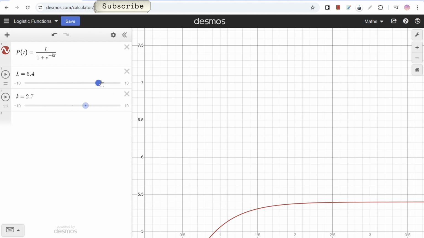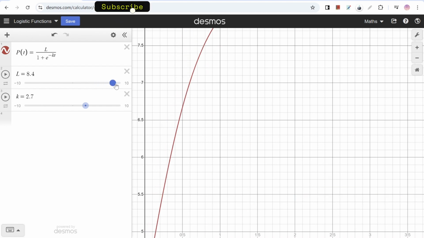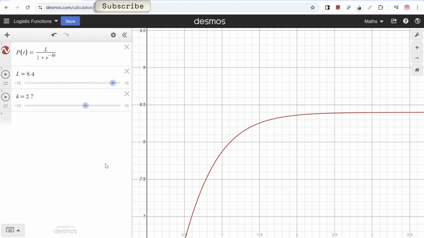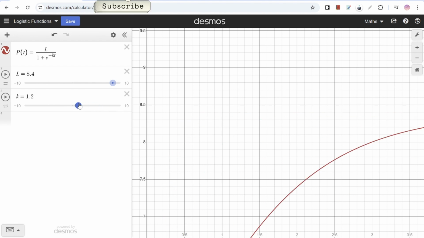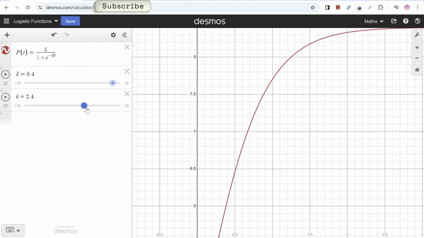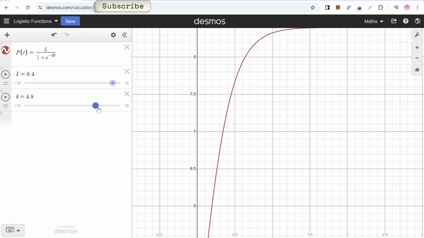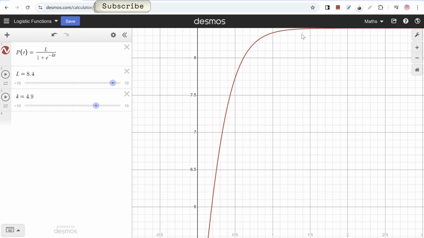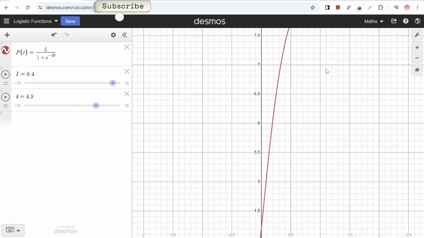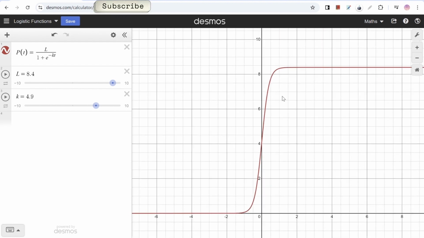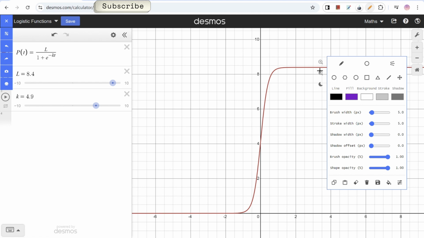If we decrease L, the limit decreases. If we increase L, the limit increases. Now what about K? What does K do? K decides how fast or slow this graph reaches its limit. If you increase K, you're increasing the steepness of this graph, so you're basically increasing the speed that this graph is reaching its limit.